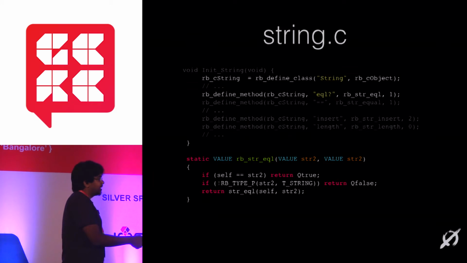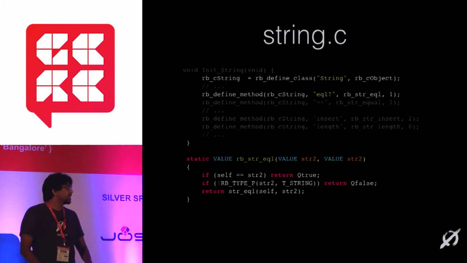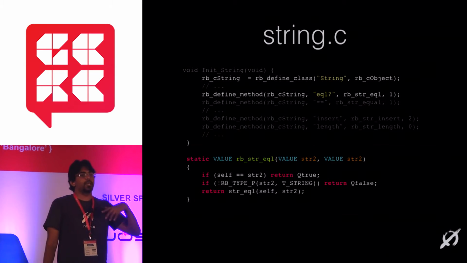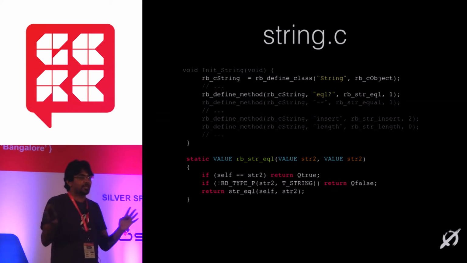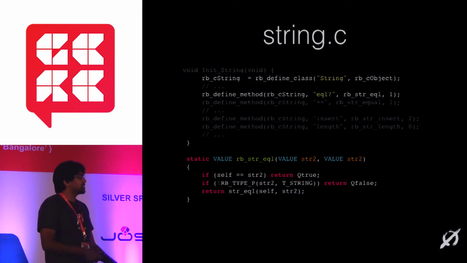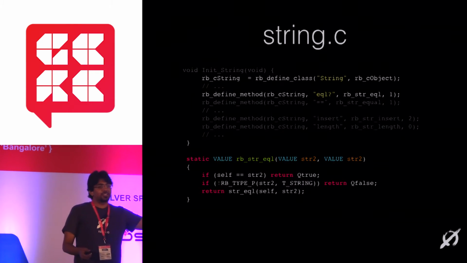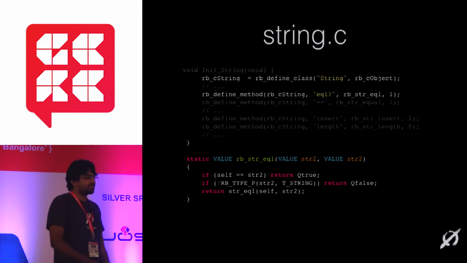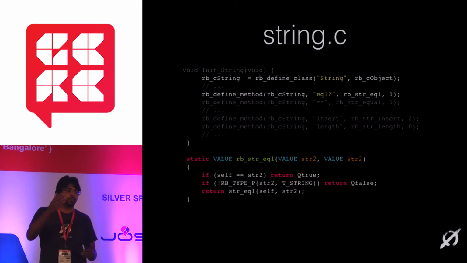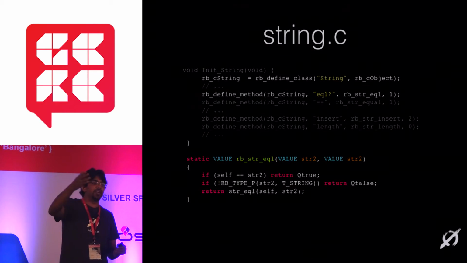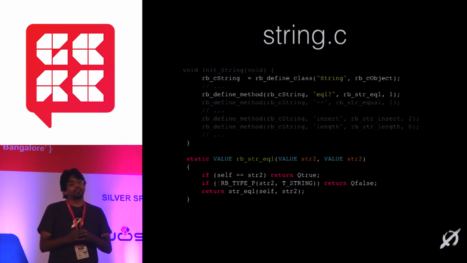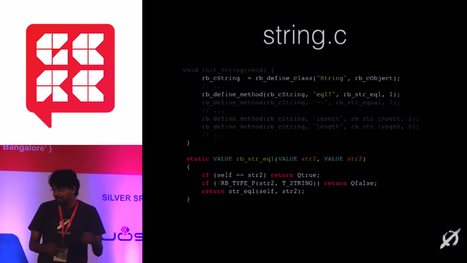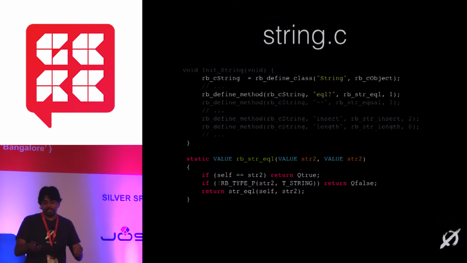Really simple. If self is equal to str2, return true. Yes, they're the same object, because the two of them have the same object ID. They're actually the same object. Similarly, if the second one is not a string, that is, the type is not a string, return false. Simple enough. And the last line delegates to the old Ruby equal, which will do the algorithm most of us have learned in high school, where you compare string by string, character by character, to figure out: are these 2 strings equal? So as you can see, there's really nothing very complicated in building C extensions.